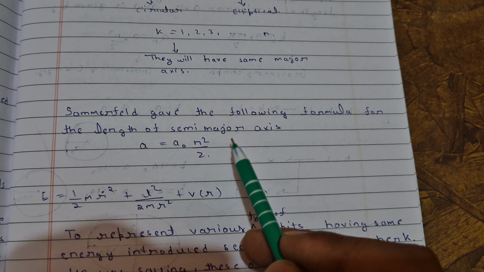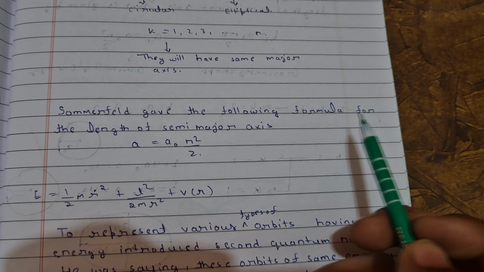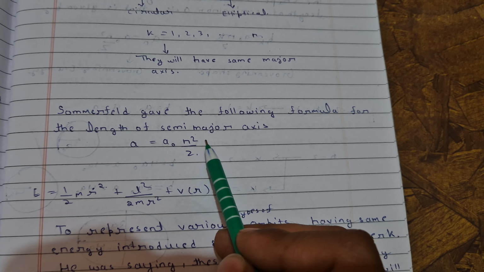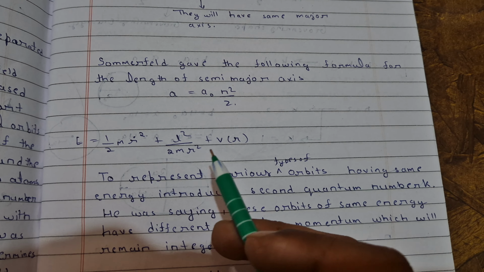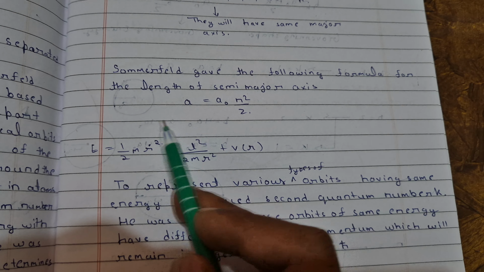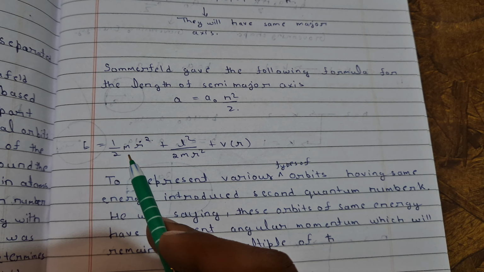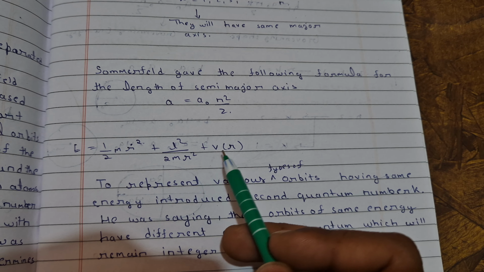So a_n equals a_0 n square by z, because the semi-major axis will remain the same. That's why this can be defined as this. Now, why are we getting the elliptical orbit? In the central force system, the energy is given by half m r dot square plus L square by 2 m r square plus V(r).